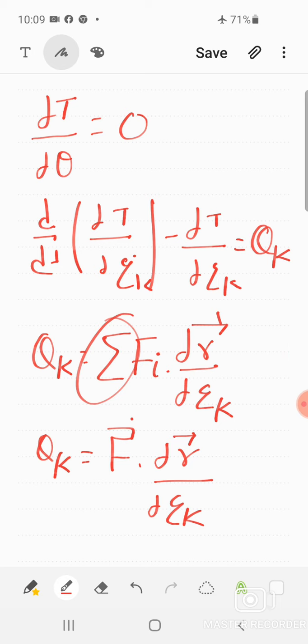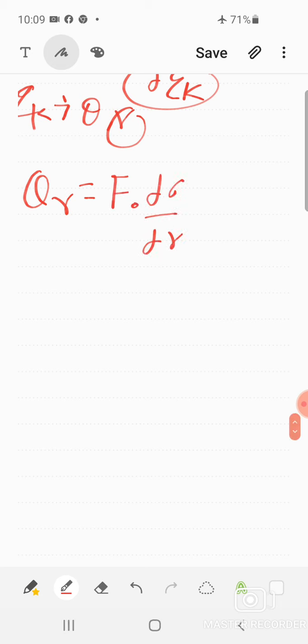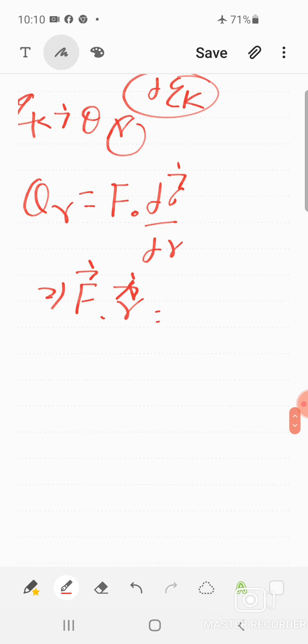Then the q's here are theta and r. So the generalized force corresponding to r, represented by Qr, will be equal to F dot curl r by curl r, which is simply F dot r unit vector, and that will be equal to Fr, and this Fr has the direction.